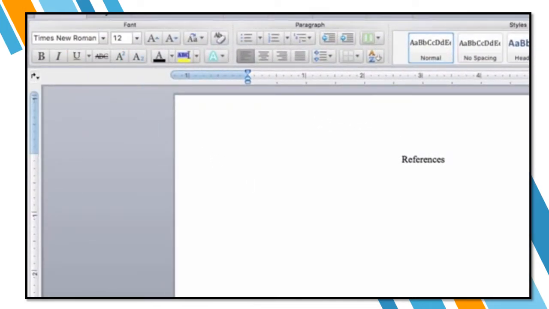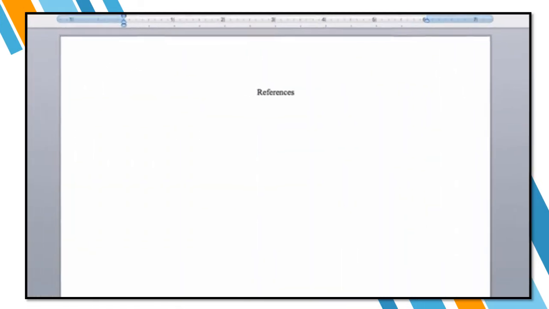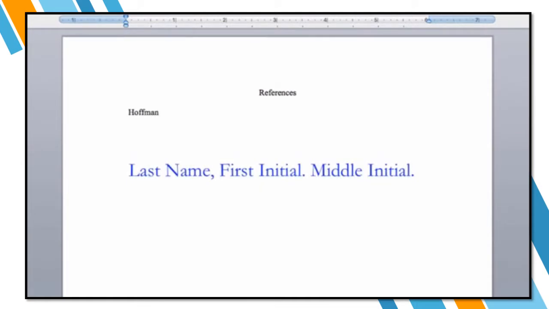And for our citation today, we're going to use the book The Biologist's Imagination by William Hoffman and Leo Furcht. And the first element in this citation is the author information. This information can usually be found on the cover, title page, and copyright page. The author's last name goes first, then a comma, then the author's first and middle initials with periods after them. In this case, we are only given the author's first name, so there will only be a first initial listed.